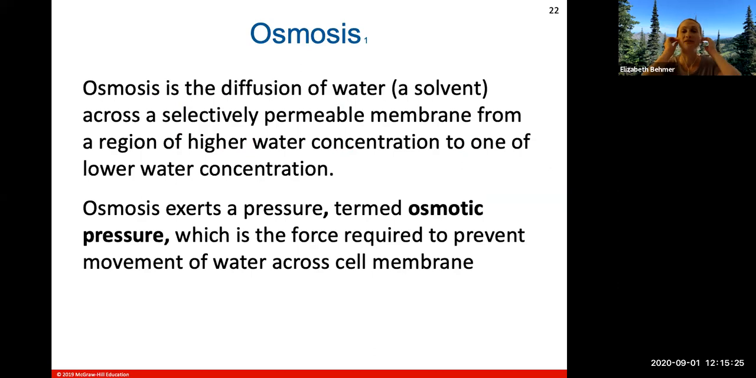Osmosis is still passive. So osmosis is another transport mechanism. And osmosis, really simply put, is the diffusion of water, which is always a solvent, across a selectively permeable membrane from a region of high water concentration to a region of low water concentration. When we talked about diffusion, we talked about solute particles being diffused. Osmosis is the specific term for the diffusion of water. Osmosis will exert a pressure, what we call osmotic pressure, which is the force required to prevent movement of water across a cell membrane.